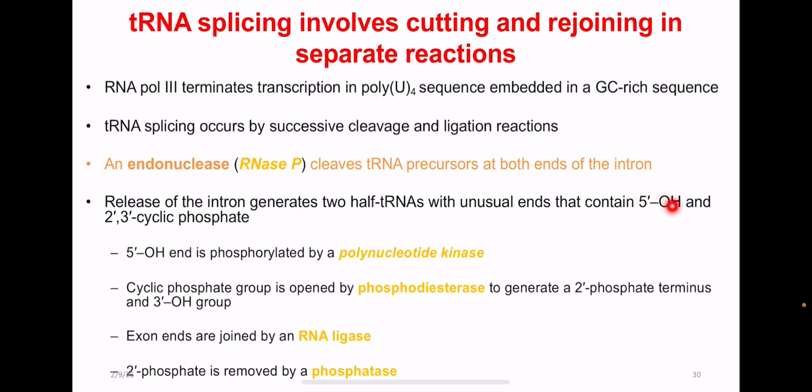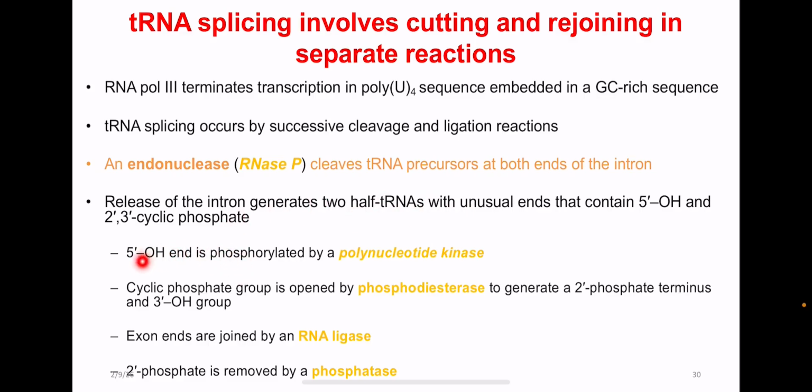Instead of 5' phosphate, it is now 5' OH, and the other end is 2', 3' cyclic phosphate. This is very unusual, so it prevents further reactions. So what do we have to do? We have to modify these ends so that we can get the 5' phosphate and a 3' OH, so that we can join them together.